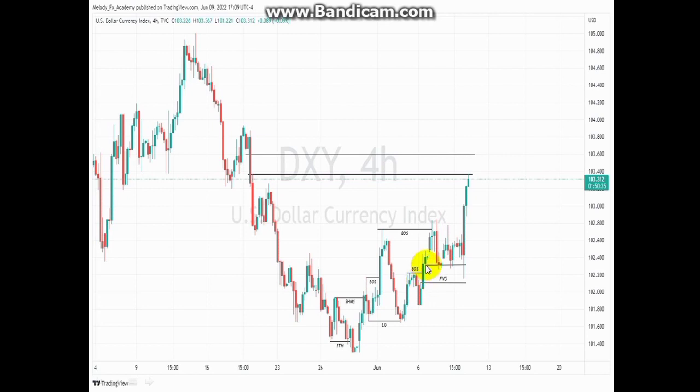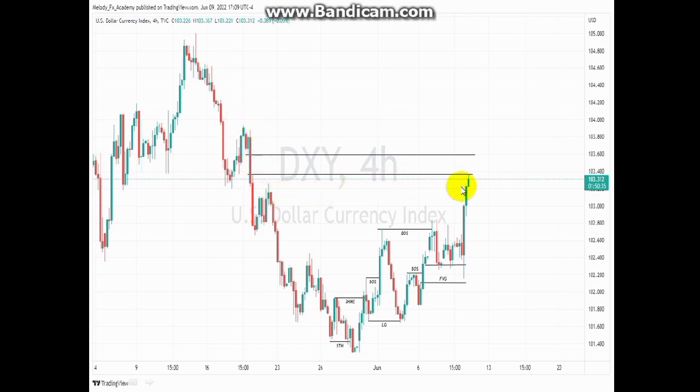So I just made this analysis. I made the annotations a few days back before today. I drew out the annotations when we had this break of structure. So I outlined this fair value gap, and as you can see, we had a fair value gap, obviously at the premium side, and we also have an old high right here.